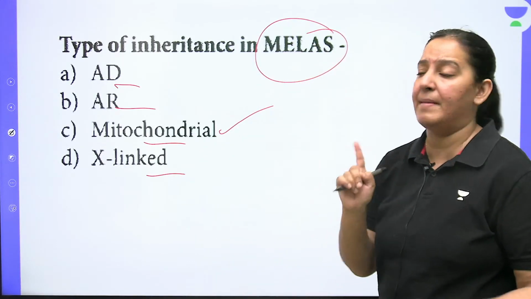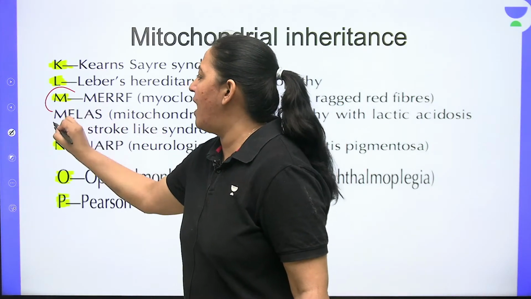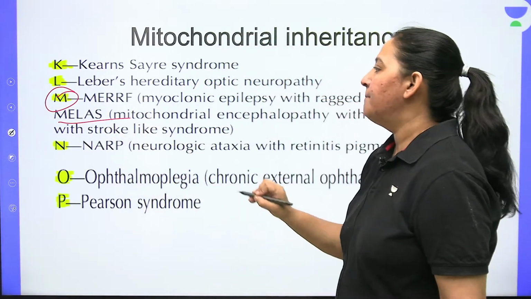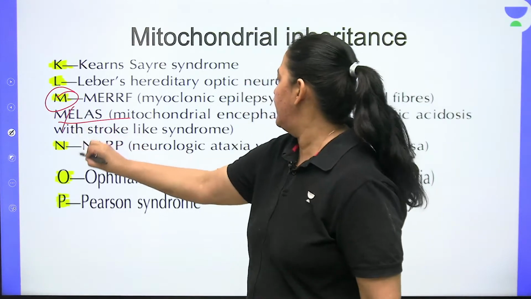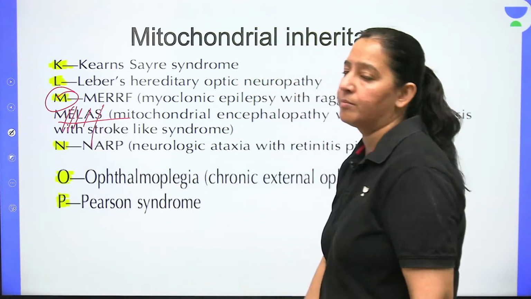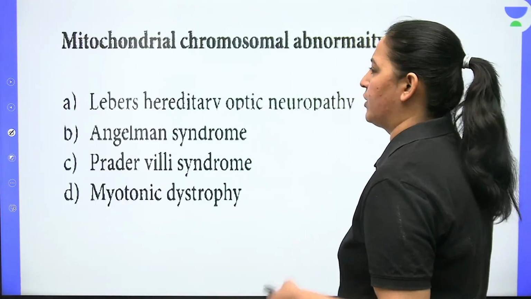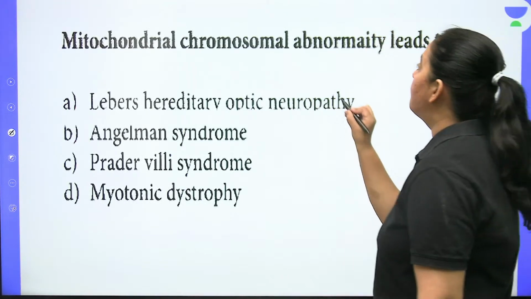It is KLMNOP. So KLMN, what is M? M is MELAS. What is the full form of MELAS? MELAS is mitochondrial encephalopathy with lactic acidosis and stroke-like syndrome. That is the full form of MELAS. It is a syndrome. So that is mitochondrial. It is a PYQ.